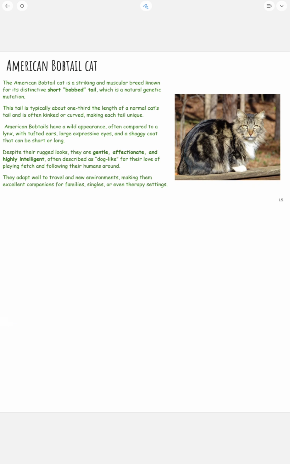Very calm cats, so they adapt well to new environments, and so they're very good for people who travel a lot, or to be used in therapy settings to calm people down. Actually, I think any cat will calm you down. No, maybe not every cat, maybe not orange cats.